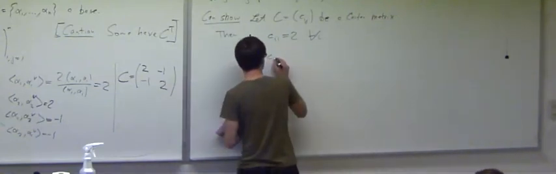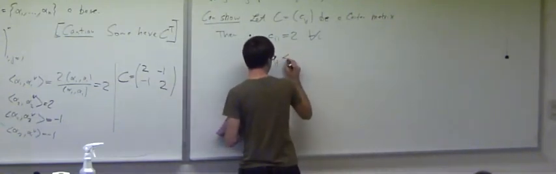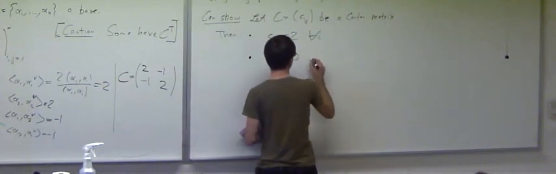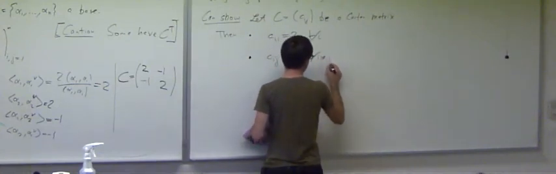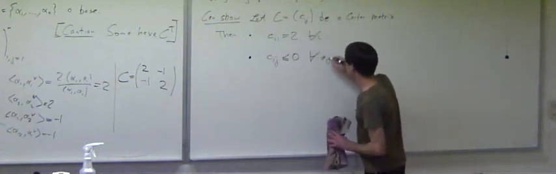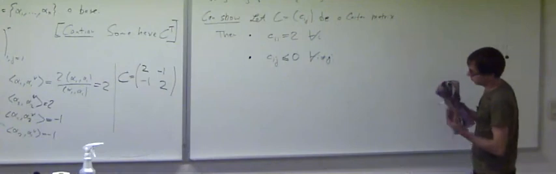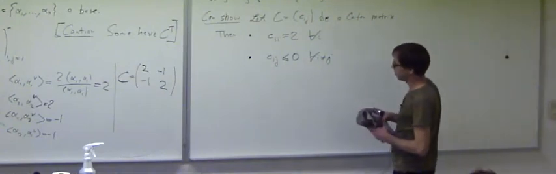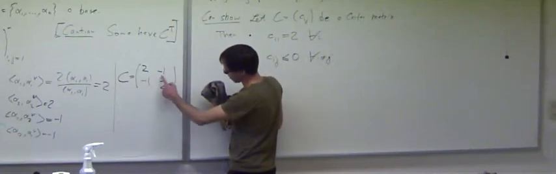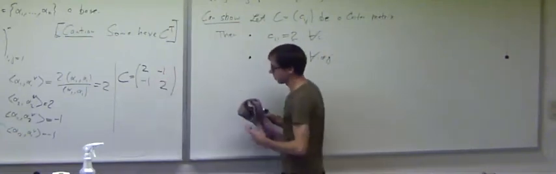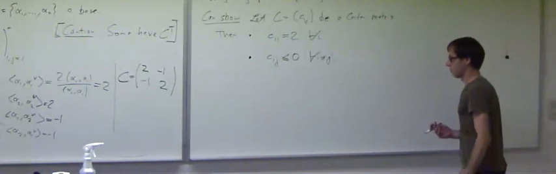Namely, Cij is non-positive whenever i is not equal to j. So all off-diagonal components cannot be positive. So here in our example, just to check briefly, this was actually the case. They were indeed both negative.